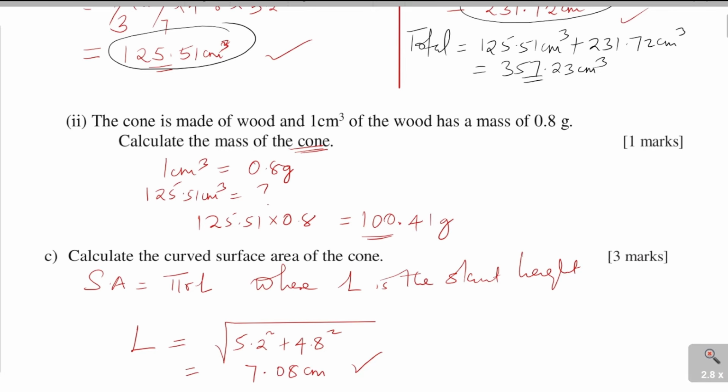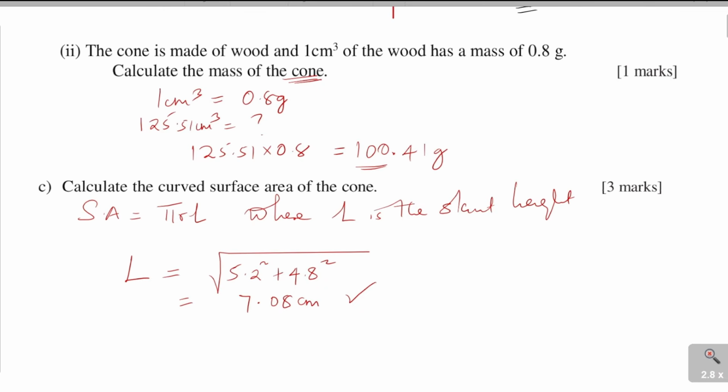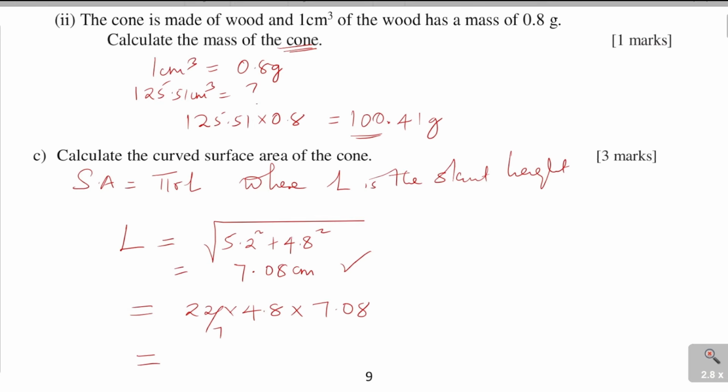Now after getting the slant height, we can use the formula. So surface area is given by pi, which is 22/7, times the radius. We got the radius as 4.8, times the slant height, which is 7.08. As simple as that. When you work this out using a calculator, 22 multiplied by 4.8 multiplied by 7.08, and then you divide everything by 7, you get 106.81 centimeters squared. And that is how you're supposed to solve that question.